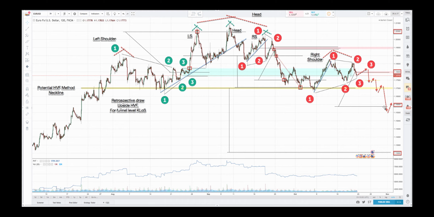Because we've got an HVF target, I'm guesstimating that target will be 118. We haven't got that third high, but that would be in line with the previous funnel on the upside. It's amazing how often these dovetail. That's why we do the retrospective draw, to get that funnel information across.